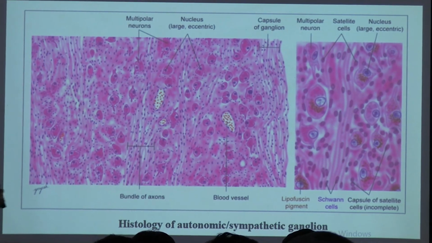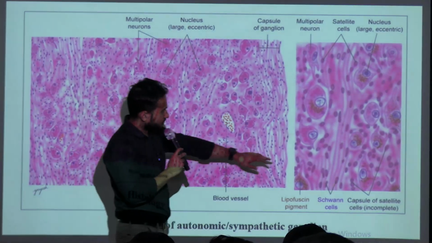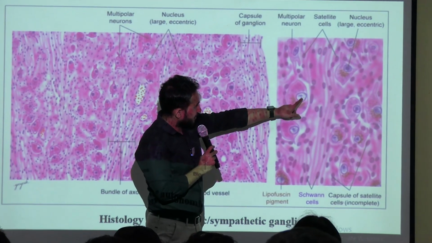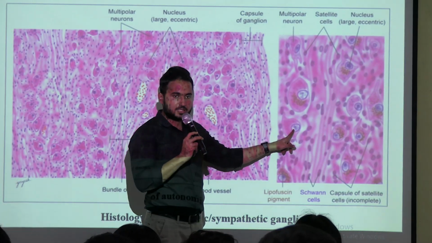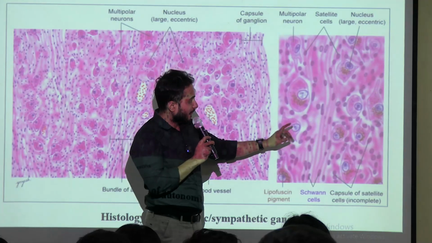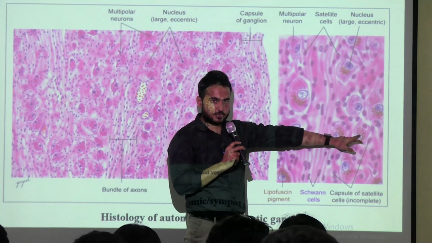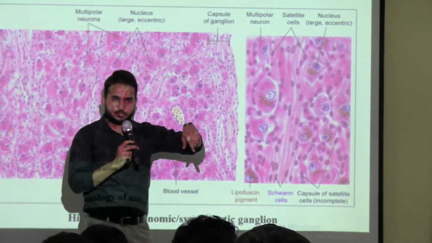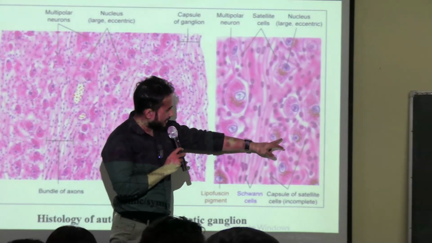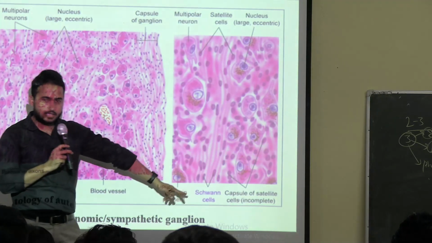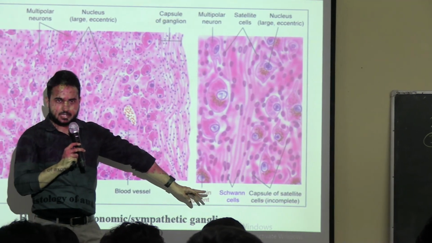So what you have to see, first of all, these are multipolar neurons. This is the nucleus, and the nucleus is eccentric in nature. Next, the cells are never in the form of groups. Previously we have seen those cells are in the form of groups. Next, the satellite cells, the capsular cells, are incomplete or the number of cells is less.